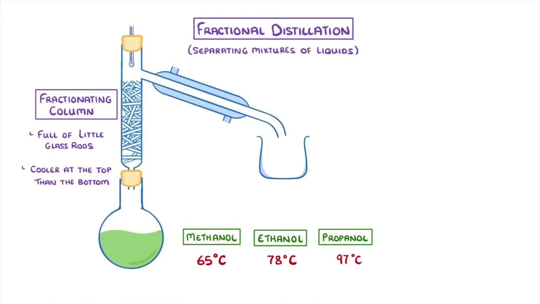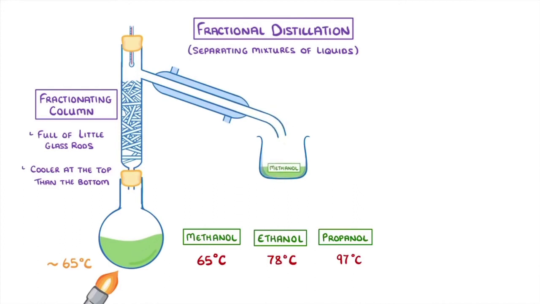Now, because methanol has the lowest boiling point, we'd heat the mixture to around 65 degrees first. This would cause the methanol to evaporate, and then rise up the fractionating column. It would then pass into the condenser, and condense into liquid methanol, which we would then collect in our beaker.